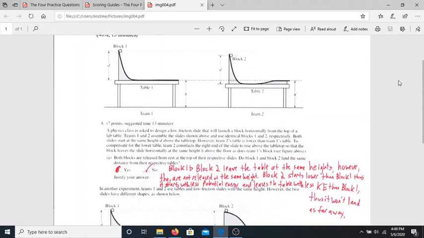So in this case, we have two groups, and hopefully you read through this so you understand what's going on. They've set it up so that they both have a slide. And the slide is a bit different on each table, because in this case, one table is shorter than the other one. Now what we want to know is, I'm going to let both blocks go at the same time, and my question is, does each block land the same distance from their respective tables?